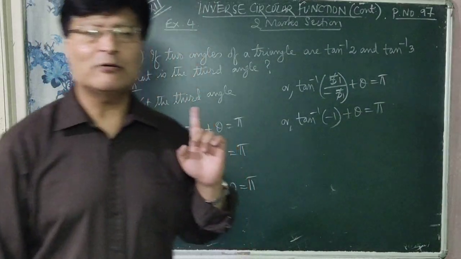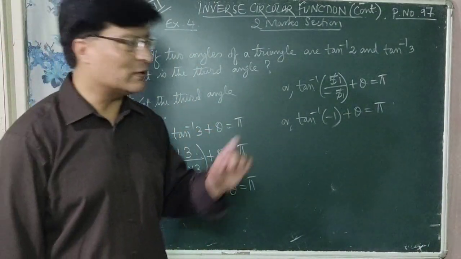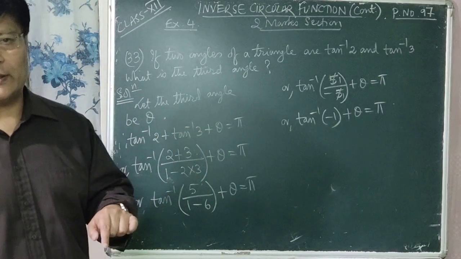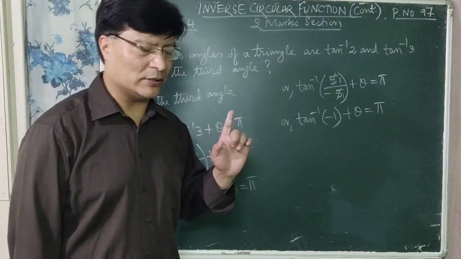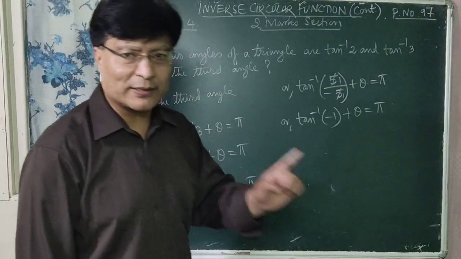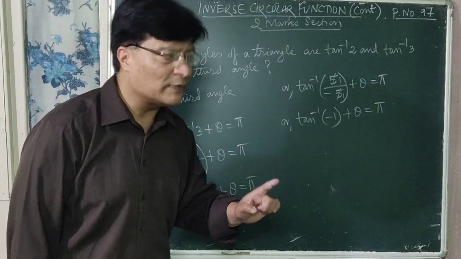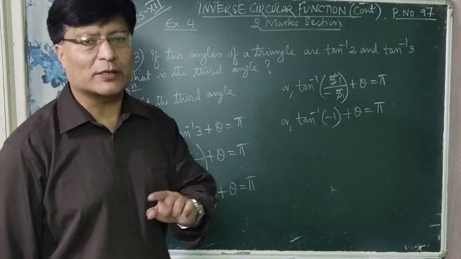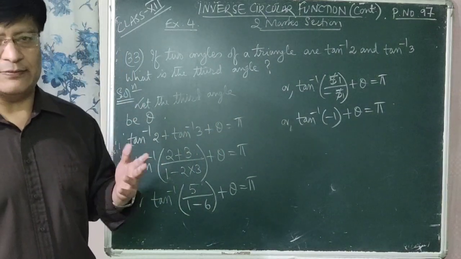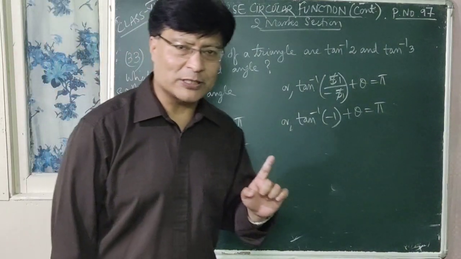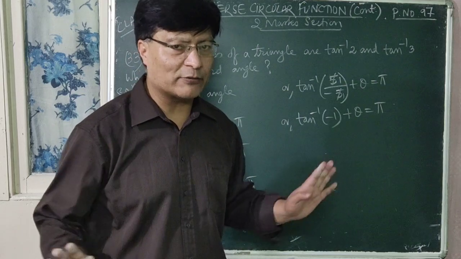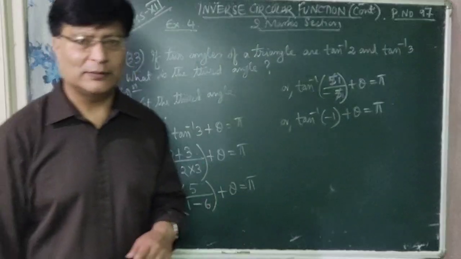So you have to find out the angle in the second quadrant. In the third quadrant tan is positive, but in the second and the fourth quadrant tan is always negative, right? Tan is positive in the third quadrant, so you cannot find out the angle in the third quadrant.